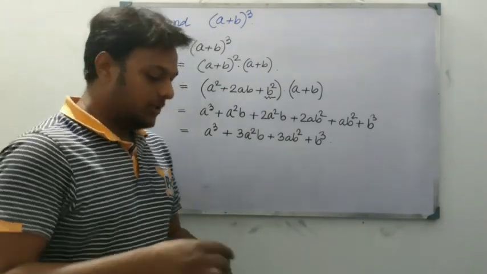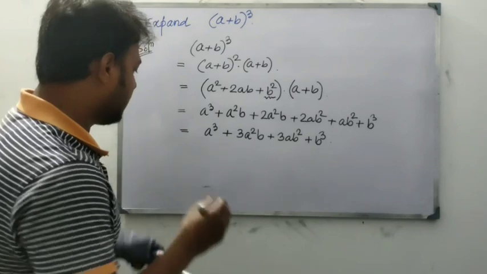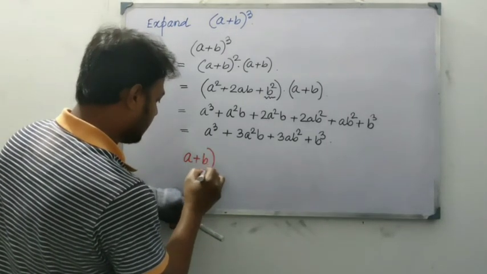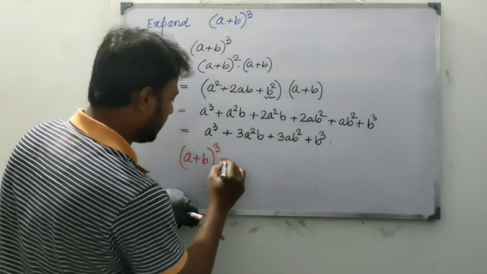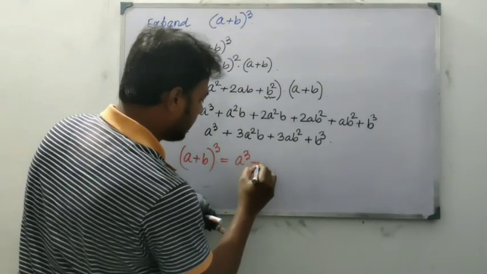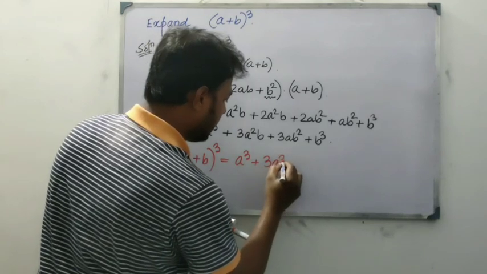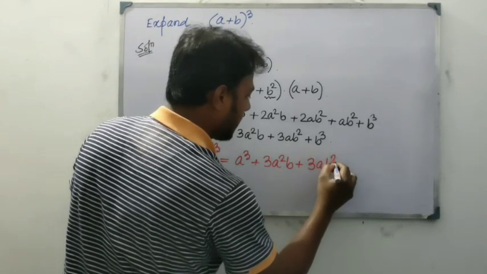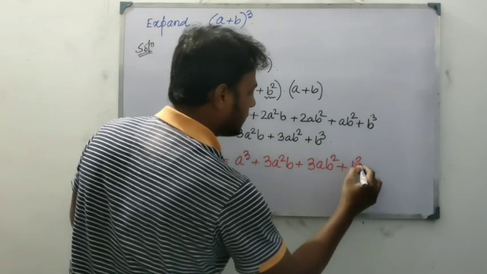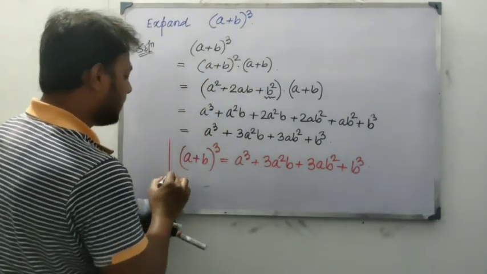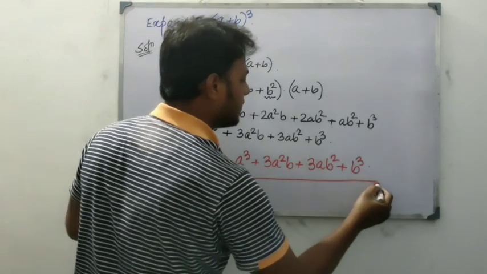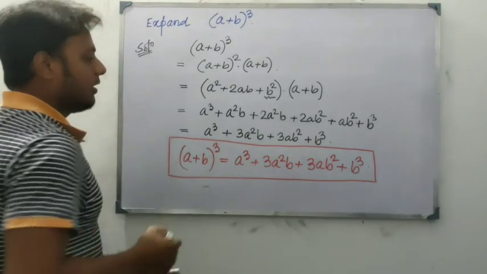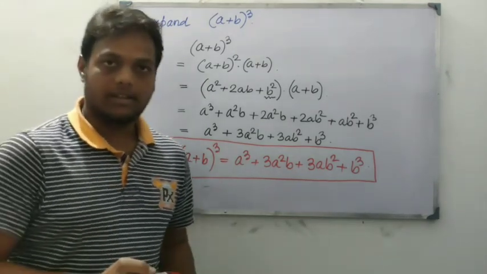Okay, so finally we get (a + b) whole cube equals a cube plus 3a square b plus 3ab square plus b cube, and this is an identity. You have to memorize these identities, like (a + b) whole square. Okay, you have to memorize this identity.